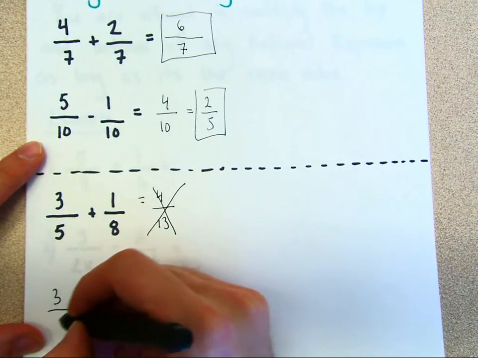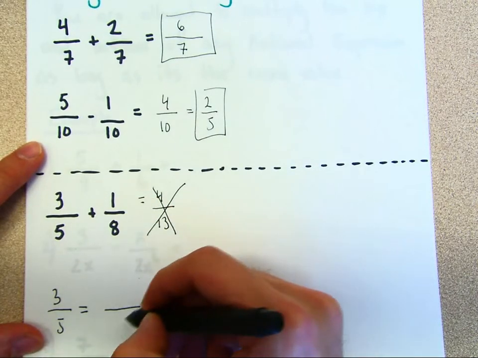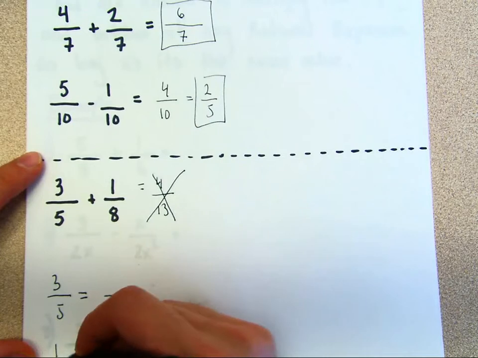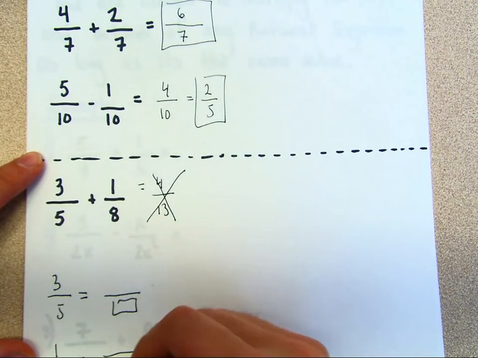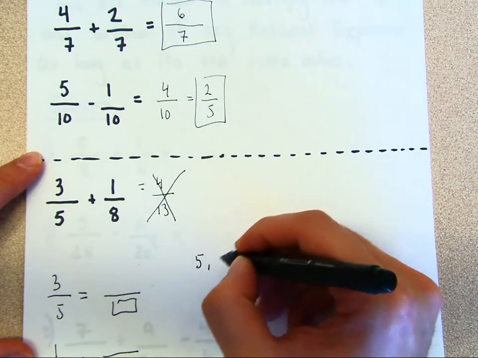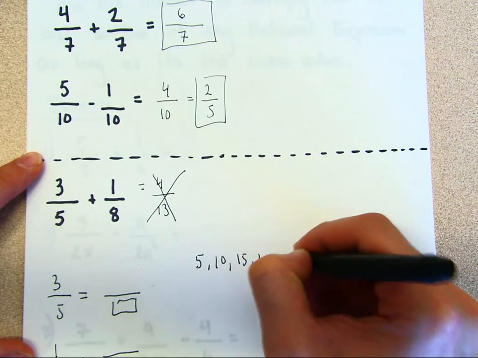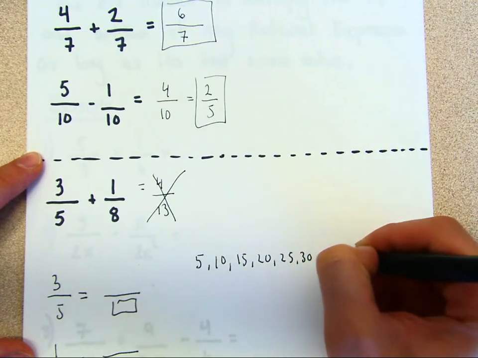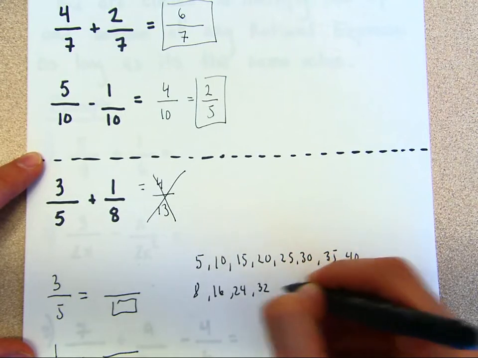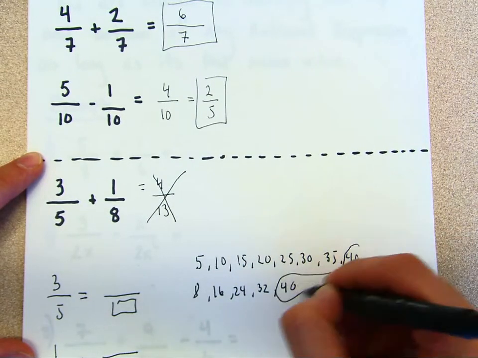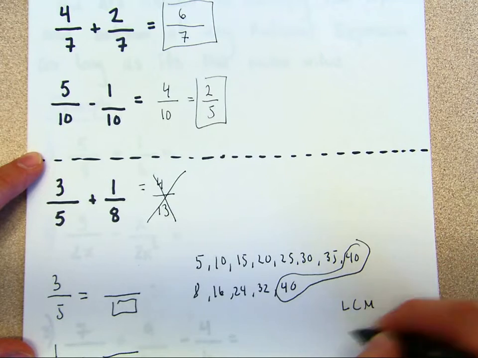What do we need to do? We need to make this 3 over 5 equal to some fraction, and this 1 over 8 has to equal another fraction. But you see, the thing is, we want to find that common denominator that they both share, the 5 and the 8. So what are the multiples of 5? It's 5, 10, 15, 20, 25, 30, 35, 40, and if we look at 8, we have 8, 16, 24, 32, and 40. Here, 40 is the least common multiple that they both share.